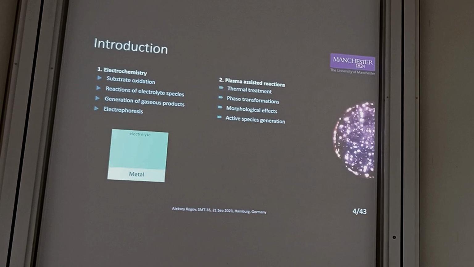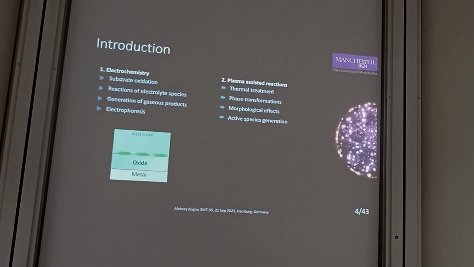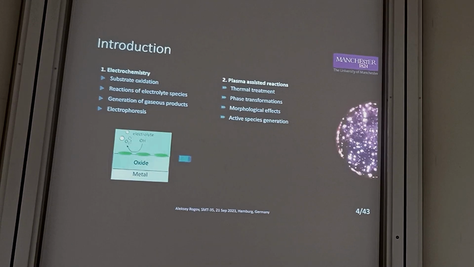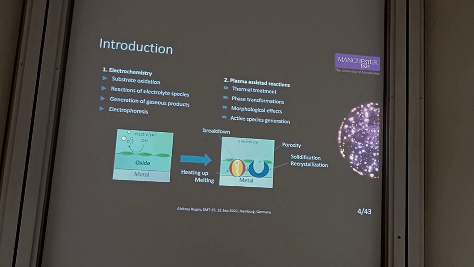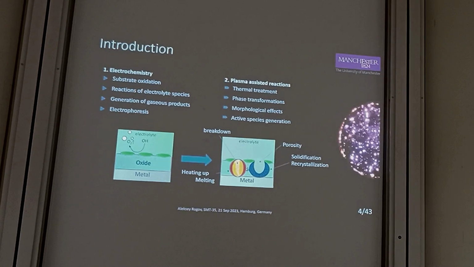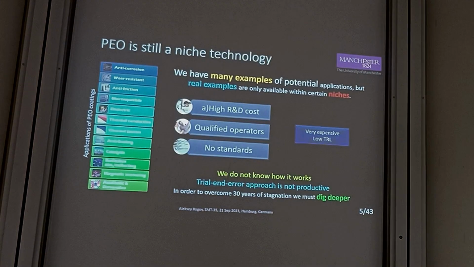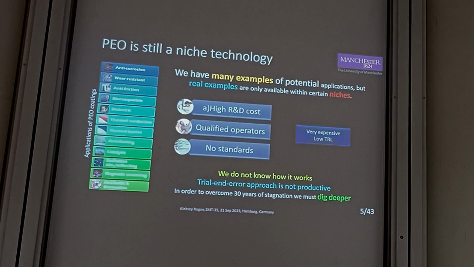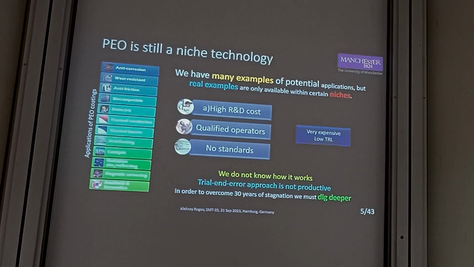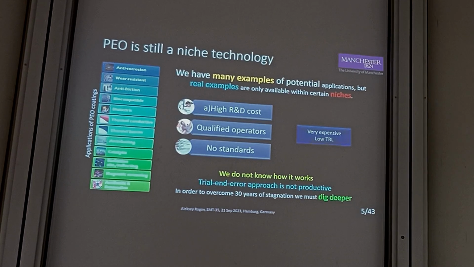So what is plasma-electrolytic oxidation? It's generally the oxidation of metals, followed by its breakdown under the high voltage polarization, which results in unique morphology, composition, and good adhesion to the substrate. Up to now, we know a lot of examples about the plausible applications of PEO coatings. However, examples of real practical industrial implementations are limited to several niches.